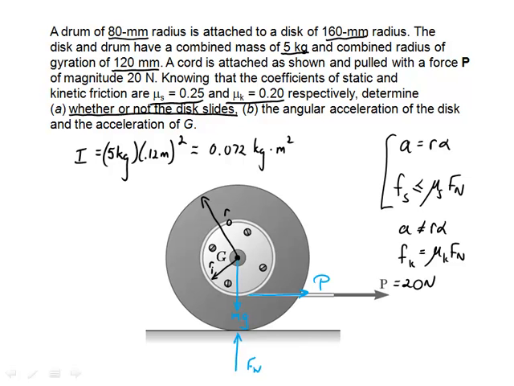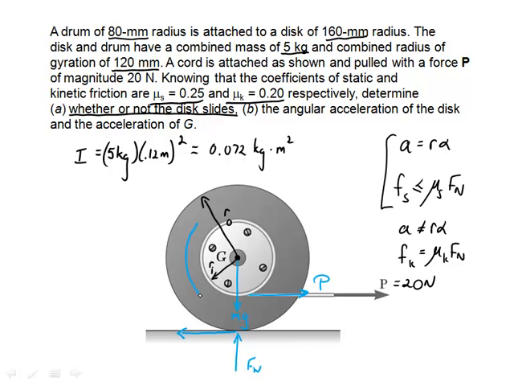Now, the question is, what direction is the frictional force? Well, let's assume that that's not even rotating. I'm just dragging it to the right. So if I'm dragging it to the right, the frictional force is to the left. But what if I'm not dragging it? What if it's sliding?